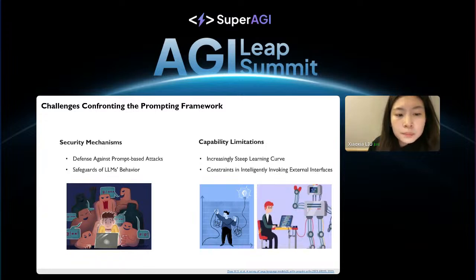protection of LLMs' behavior. On the other hand, when comparing and analyzing the capabilities and features of prompting frameworks, we have divided them into six dimensions. The performance of prompting frameworks on this capability dimension is commendable, but there are still shortcomings in the implementation of each capability dimension, such as increasing steep learning curves and constraints in intelligently invoking external interfaces.